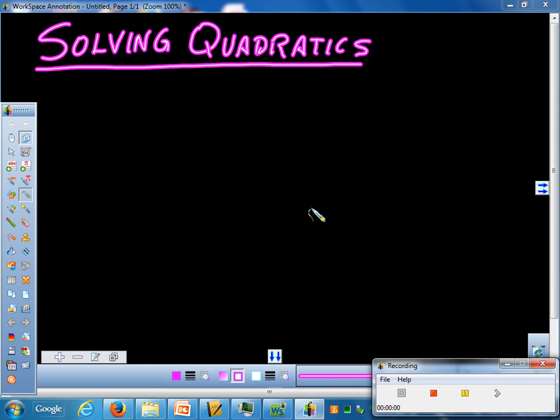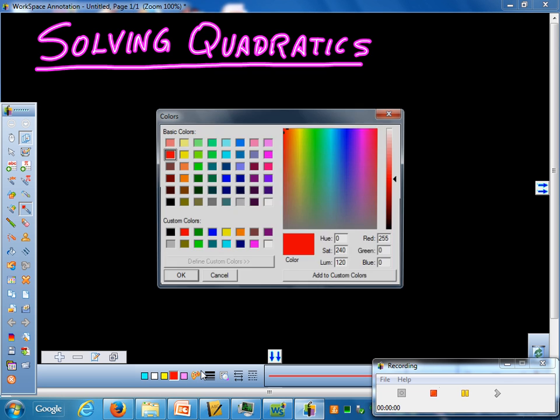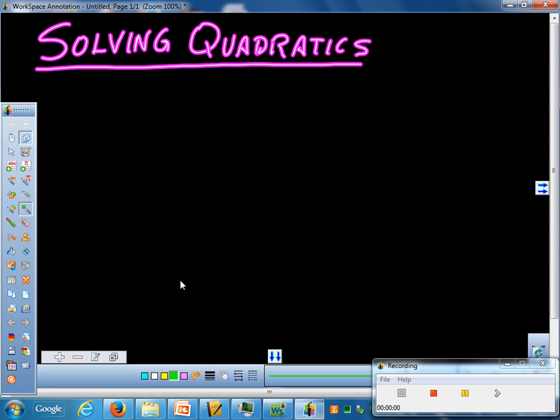Okay. We're going to solve quadratics, but brief review first, so I can get this in writing here. If you're finding the vertex, you all just told me, why do we find the vertex? Okay, so we can find the maximum or minimum. And what two ways do you now know how to find the vertex?